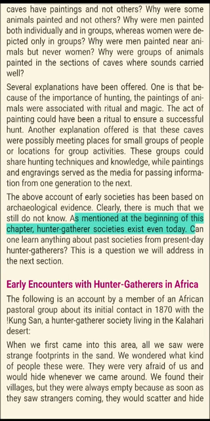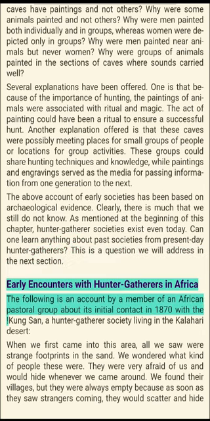As mentioned at the beginning of this chapter, hunter-gatherer societies exist even today. Can one learn anything about past societies from present-day hunter-gatherers? This is a question we will address in the next section.